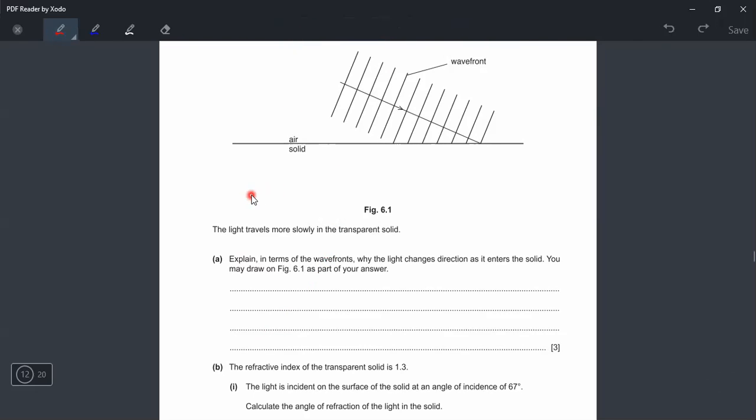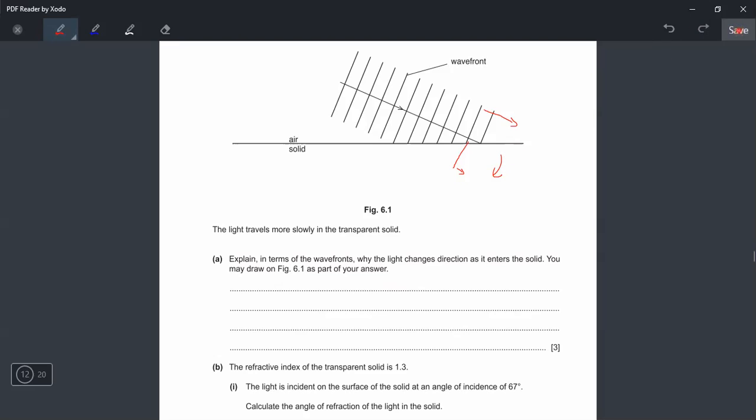I'm not going to draw, I'm just going to point something out. When this wave front hits this surface, this boundary, part of it is inside the solid, but the other part is still in the air. The part of the wave front that goes into the solid slows down, as he said. But the part that's still in the air is still moving pretty fast. Because of this difference in speeds for the same wave front, the entire wave front starts to bend.